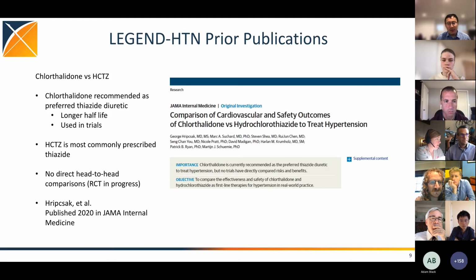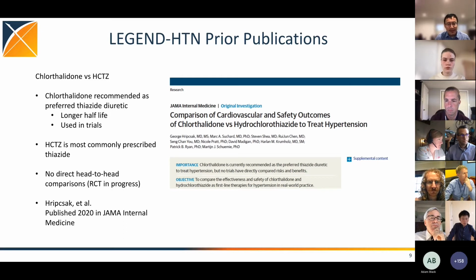As a follow-up, there was also a question of within thiazides, chlorthalidone had been around for a long time and was often the medication that was used within trials, and supposedly it actually does have a longer half-life. However, in practice, hydrochlorothiazide, HCTZ, is much more commonly prescribed. So there was a question of whether chlorthalidone should still be recommended as the preferred thiazide, especially with our finding in the first main manuscript of thiazides being potentially better than ACEs.